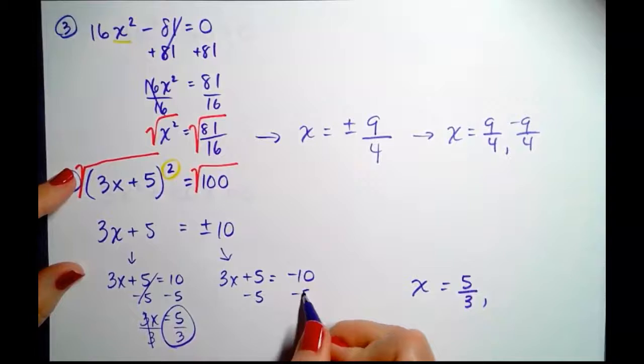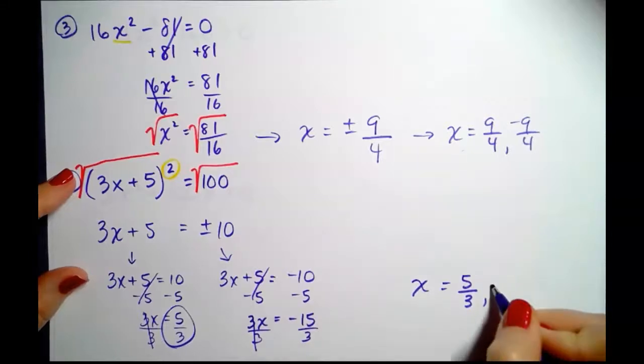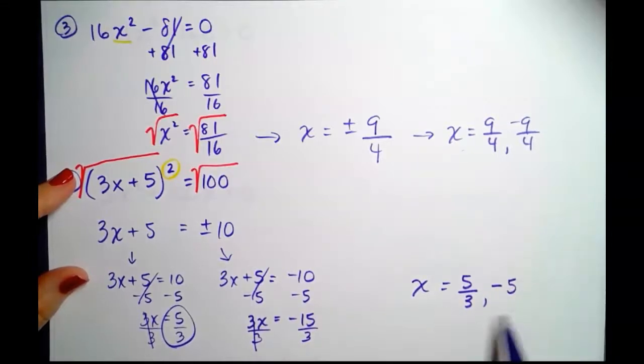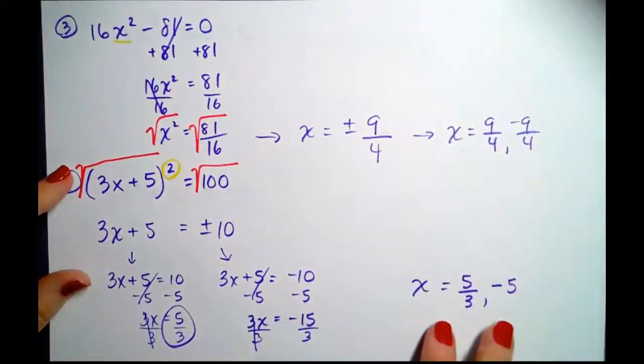Minus 5, 3x equals negative 15. Pay attention to the signs, please. Divide by 3, divide by 3. Negative 15 divided by 3 is negative 5. So there's our two answers. Remember, these are quadratic. Two answers, two answers.